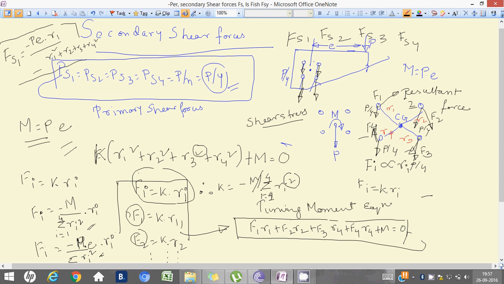And finally, we will be moving towards this resultant thing. So, let's proceed. We will be finding out the resultant forces.